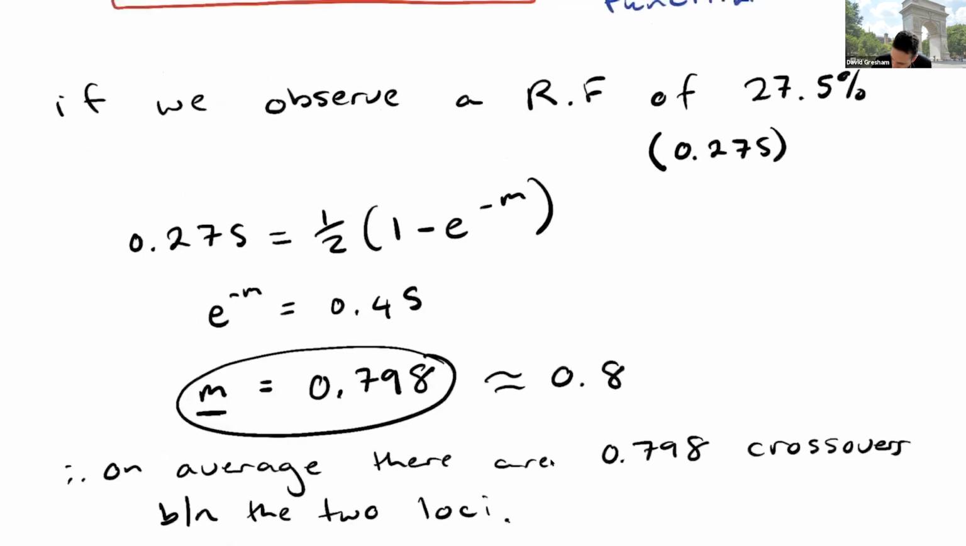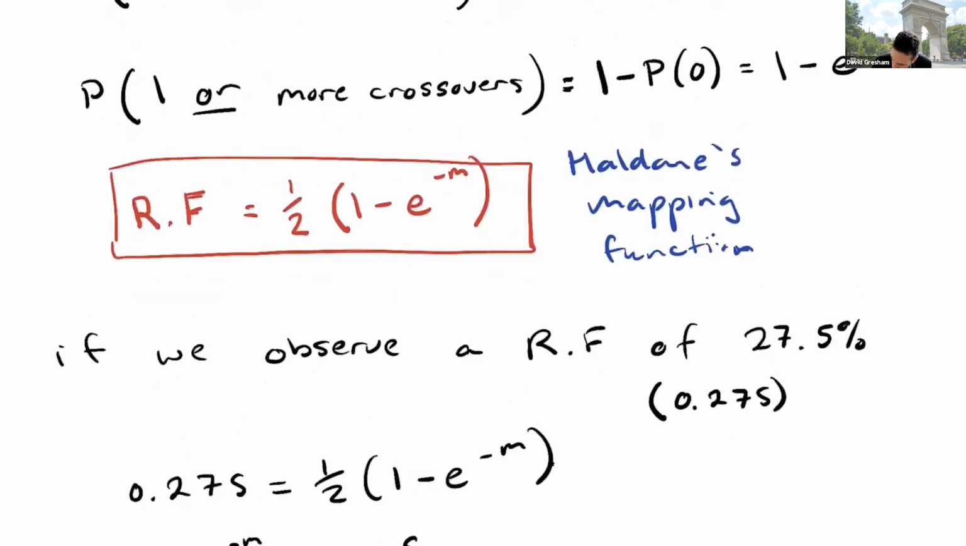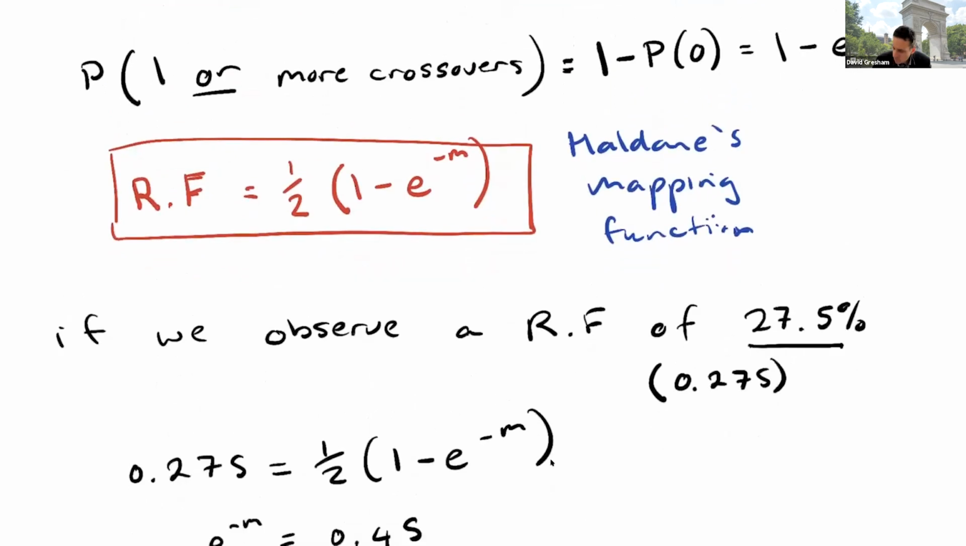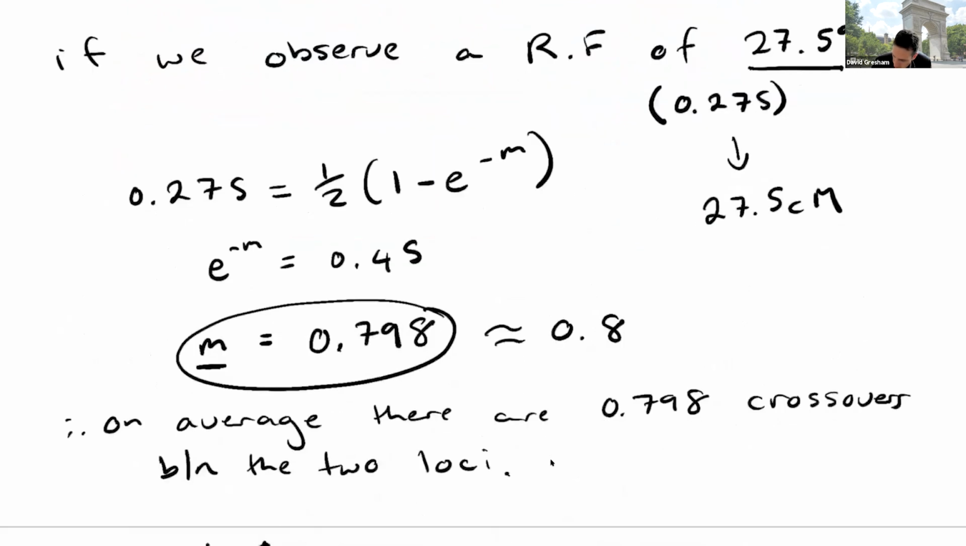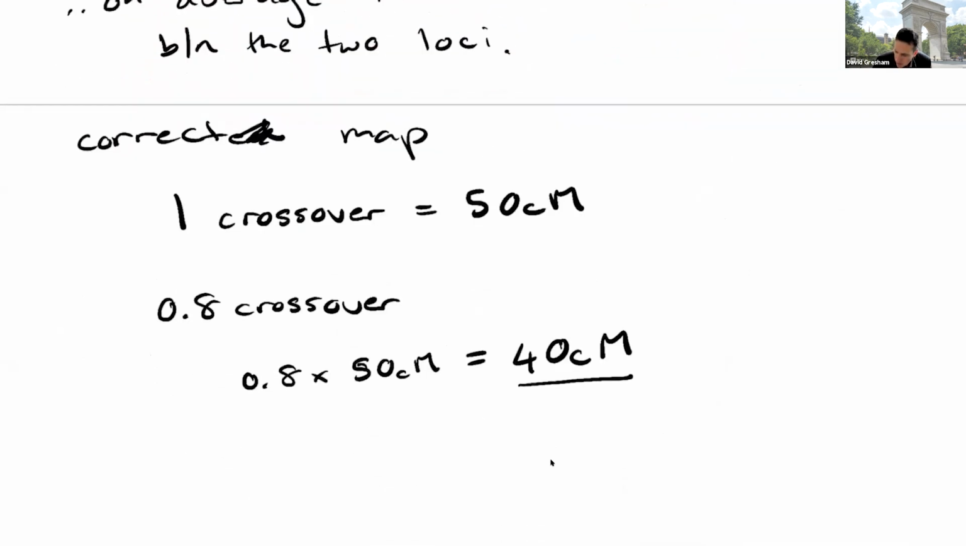Whereas if we have an observed recombination fraction of 20.5%, Morgan would say that that corresponds to 27.5 centimorgans. When we use Haldane's mapping function and convert back to genetic distance, we have corrected for the possibility of double and triple and quadruple crossover events, estimated the number of crossovers between those two loci, and converted that back to a genetic map distance. And now we have a genetic map distance of 40 centimorgans between those two individuals. And those are our corrected genetic distances using Haldane's mapping function.